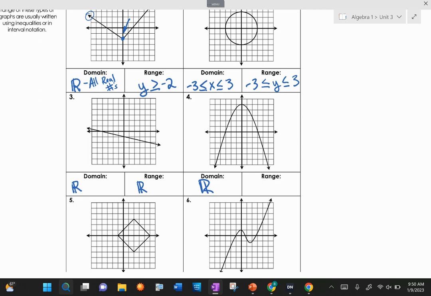What's the highest possible value of this graph, Langston, for the range? What do you think? The highest value that you could have on number 4 for the range. How high does the graph go?